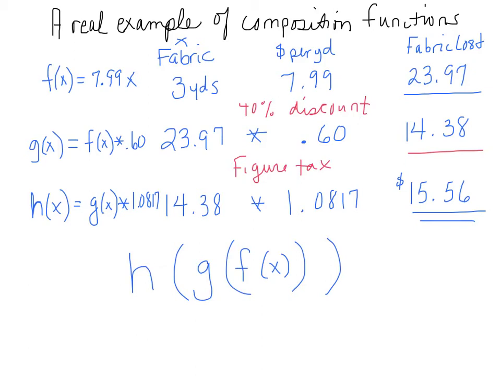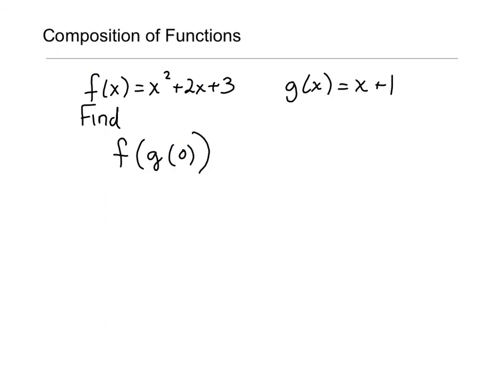Composition functions are where you take this amount that I got for this function, plug it into the next function, take that amount and plug it into this function. You work innermost out. That's a real-life example of composition functions. So algebraically, this is what it looks like. You have the innermost function.